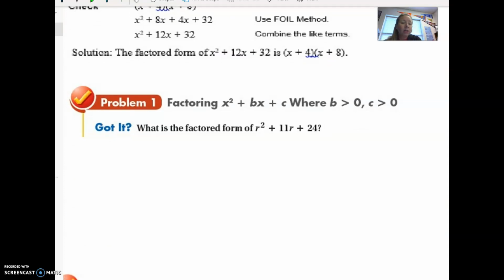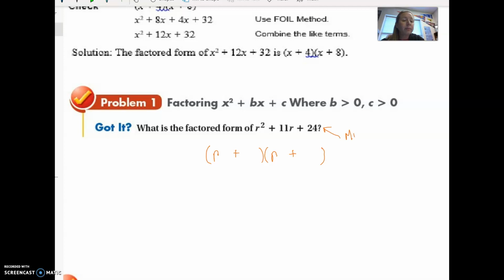Here, obviously it's still all addition. Again, this is the more basic type of problem, and then we'll build up from here, okay? In this problem, I know to get r squared, I'm going to have to do r times r. So right away, I'm going to write my two binomials, and I'll have r here and r here. And I know they're going to have to be plus.